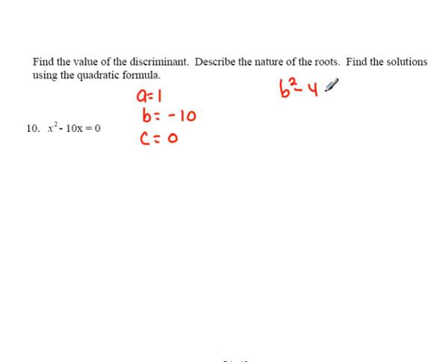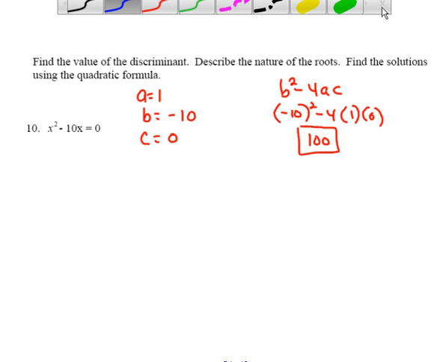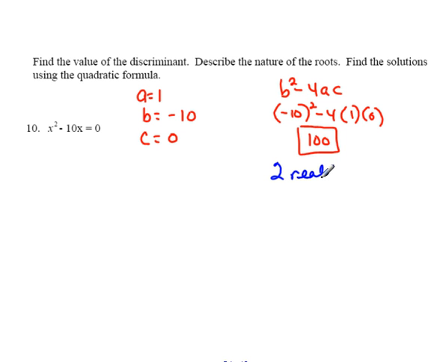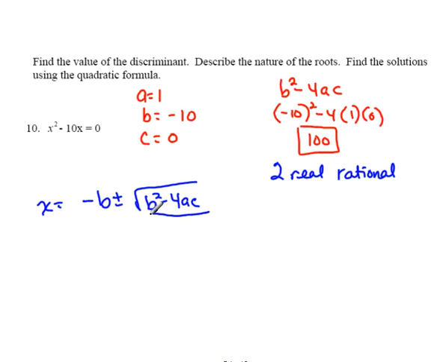Recall that the discriminant is b squared minus 4ac, so I take -10 squared minus 4 times 1 times 0. Well, that gives me 100. Well, because 100 is a positive number, I have two real solutions. Since 100 is also a perfect square, the answers will be rational, meaning they can be written as a fraction. Now let's solve. The quadratic formula, you need to know it, so each time you practice, you should write the quadratic formula.